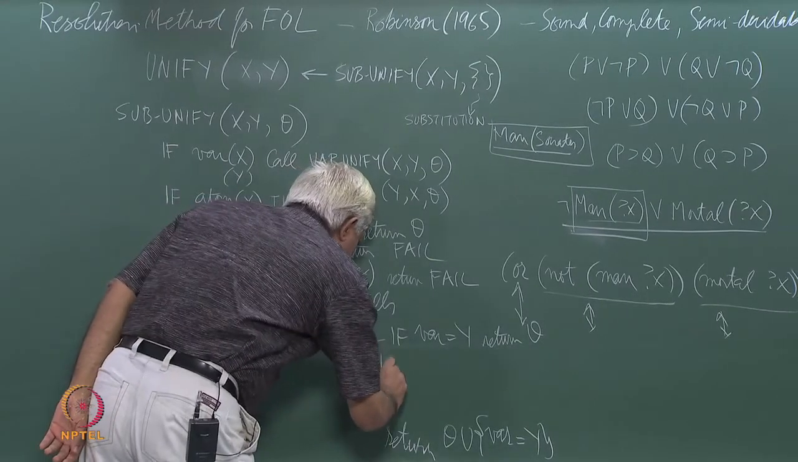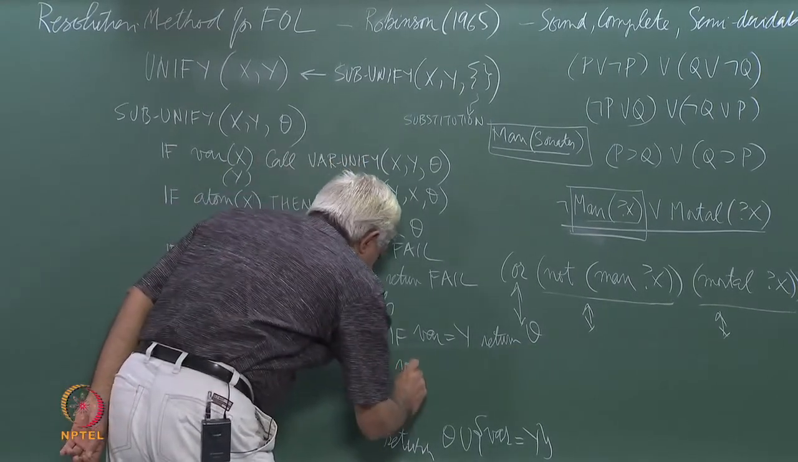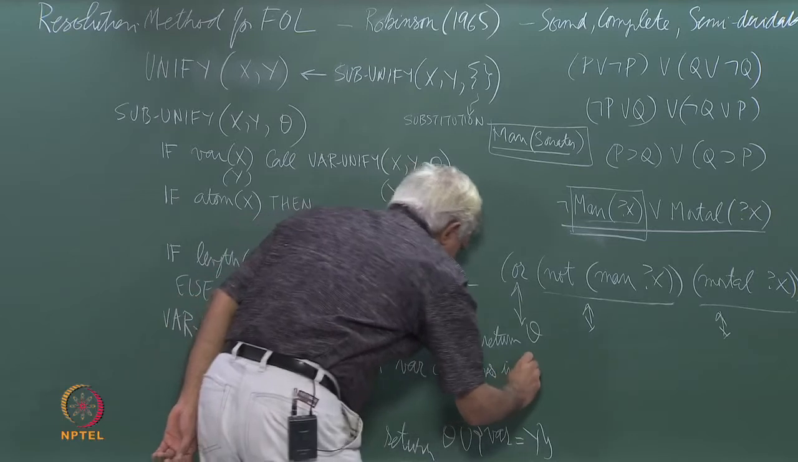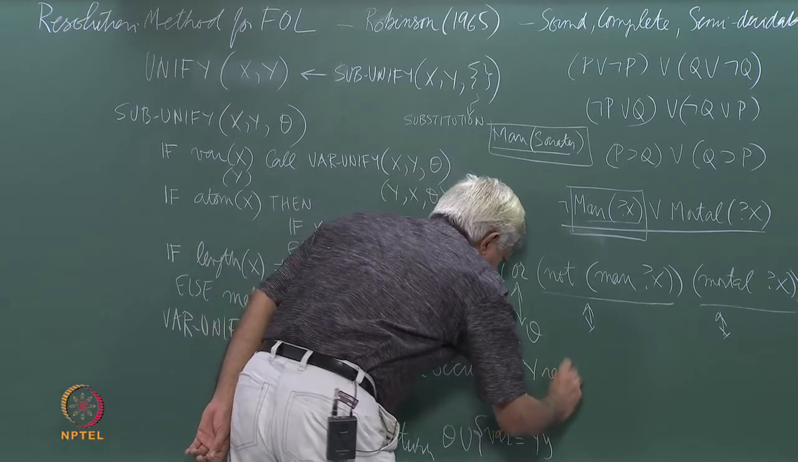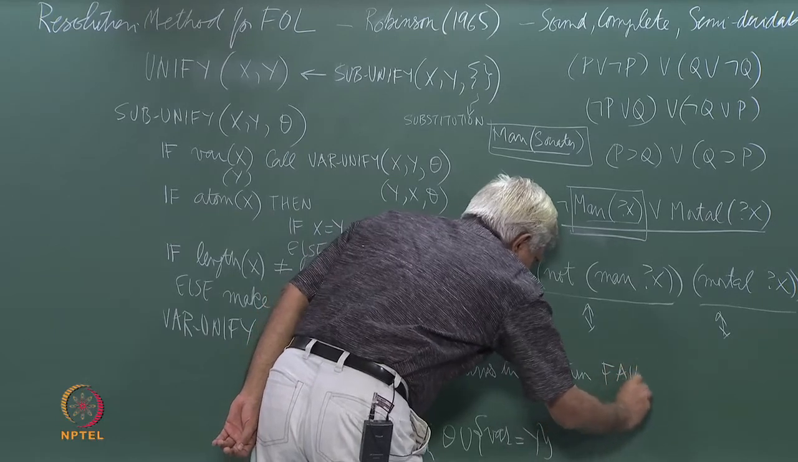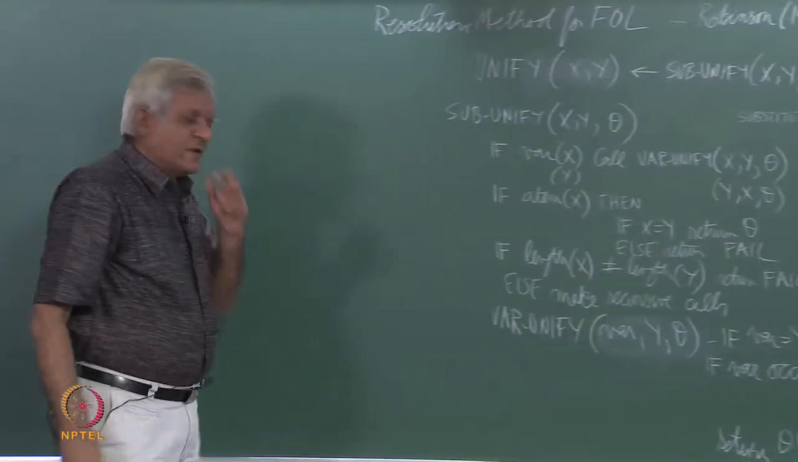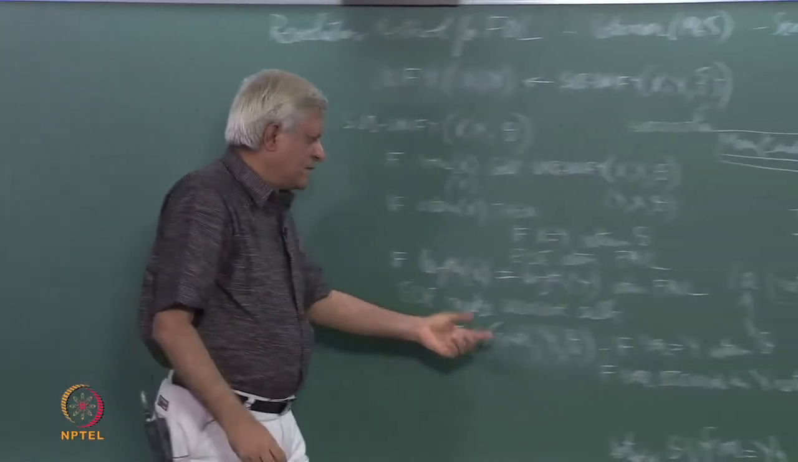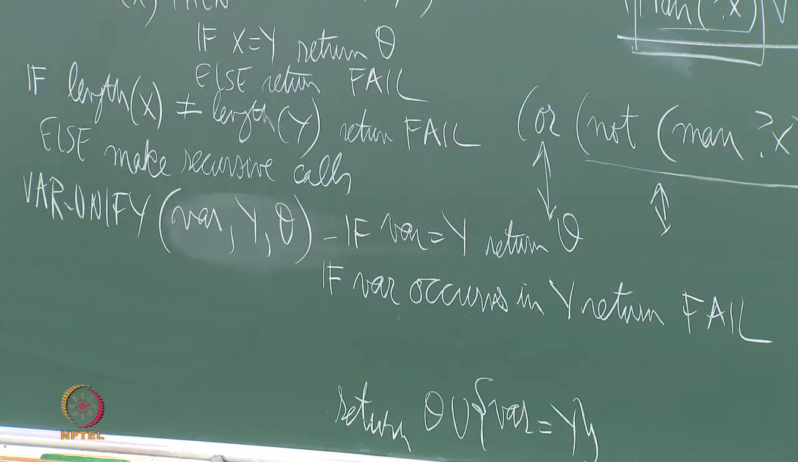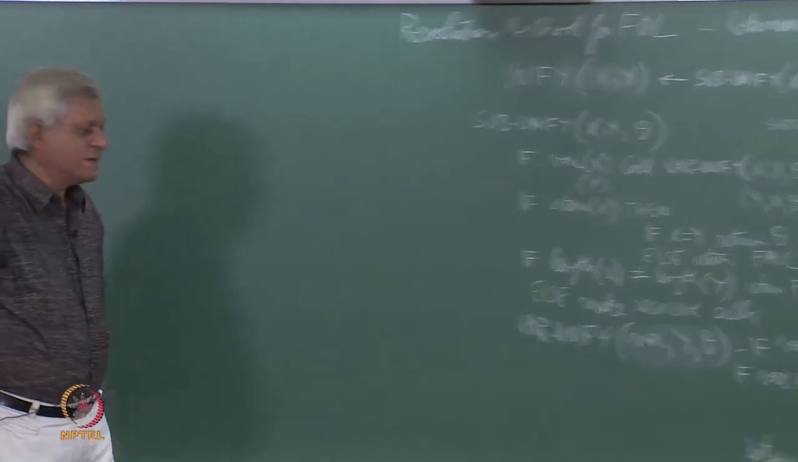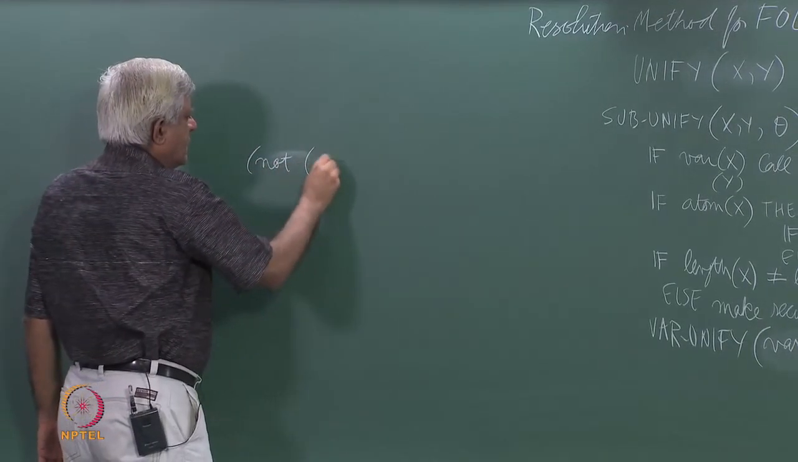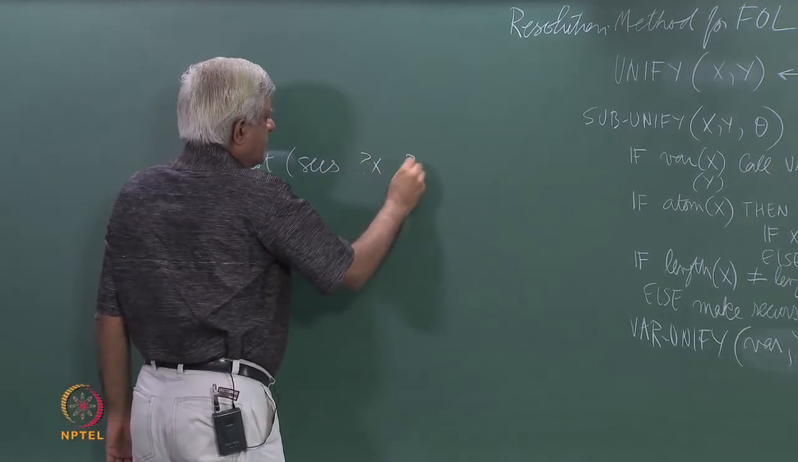Then if variable occurs in y, return fail. So, if the variable happens to occur in y, then you return fail. Let me use an example to illustrate why this is needed, and this example is from this book by Charniak and McDermott, which describes it in this notation. So, the example is as follows, not sees x.